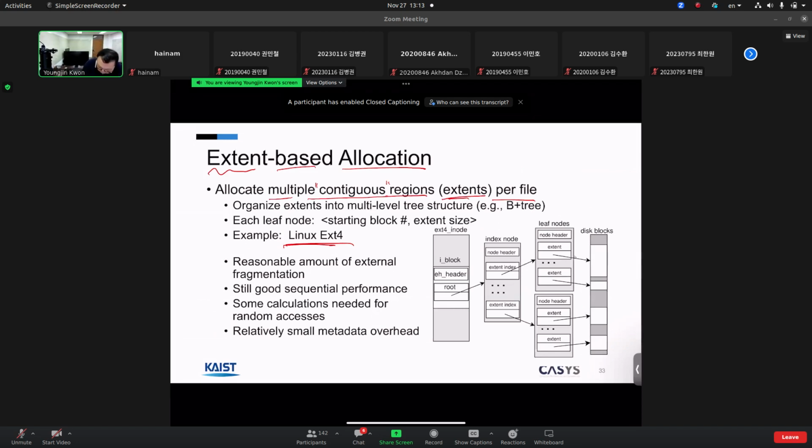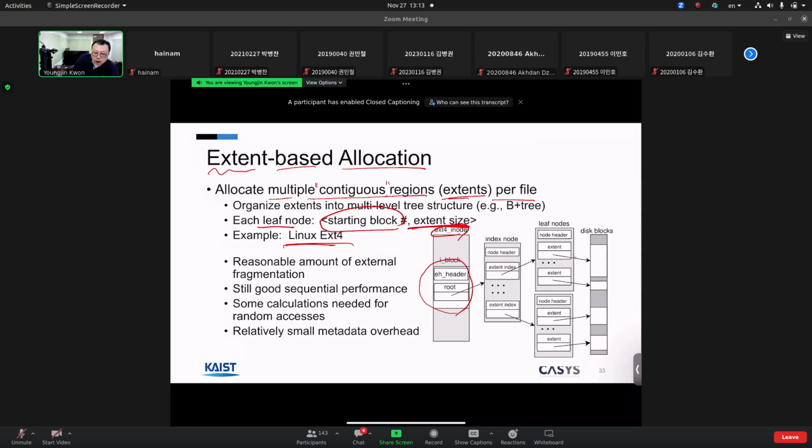So what does an extent leaf node have? A starting block address and a size. So one extent can point to a large number of data blocks when they are contiguous. Like multi-level indexing, this is the ext4 inode, which has an embedded data structure.